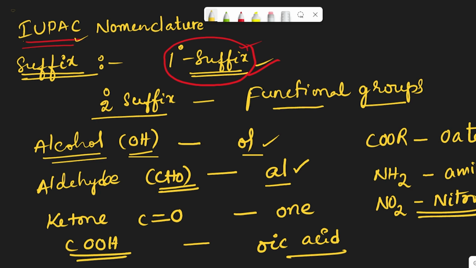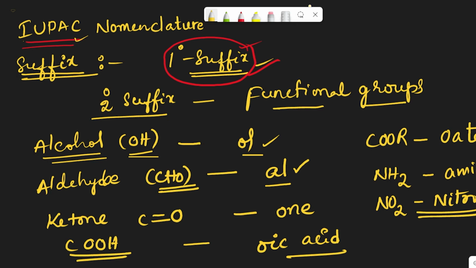So like this, the secondary suffix indicates the functional groups. If alcohol is present, we name it ol. Aldehyde is there, al. Ketone is there, one. Carboxylic acid is there, oic acid, like that. Not only these functional groups, there are so many other functional groups. While doing examples, we will learn some more concepts.